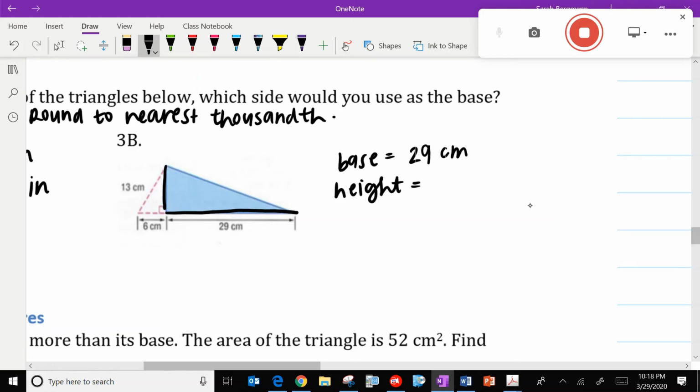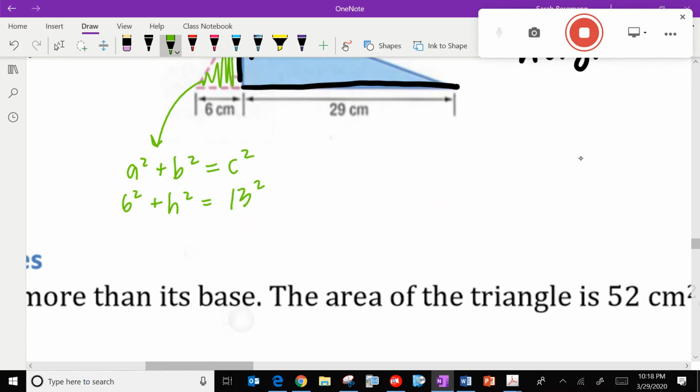The height, I'm not quite sure yet, but I can use this right triangle to figure out the height. So I know a squared plus b squared equals c squared in a right triangle. So I know 6 squared plus the height squared must equal 13 squared. So that gives me 36 plus the height squared equals 169. So the height squared equals 133. And I need to square root both sides, so the height is equal to square root of 133.